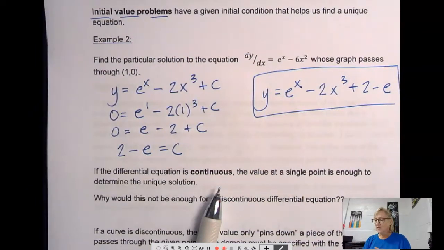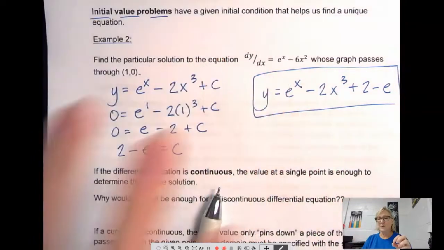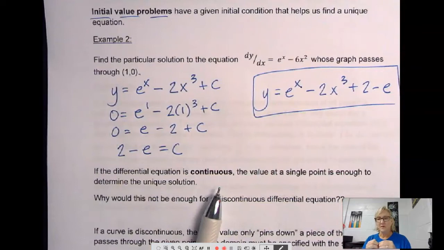But if you have a discontinuous function, say a piecewise function where you have a jump discontinuity, or a vertical asymptote where you have infinite discontinuity, then you have different parts of the graph, and knowing this one ordered pair would really only pin down one part of the graph.